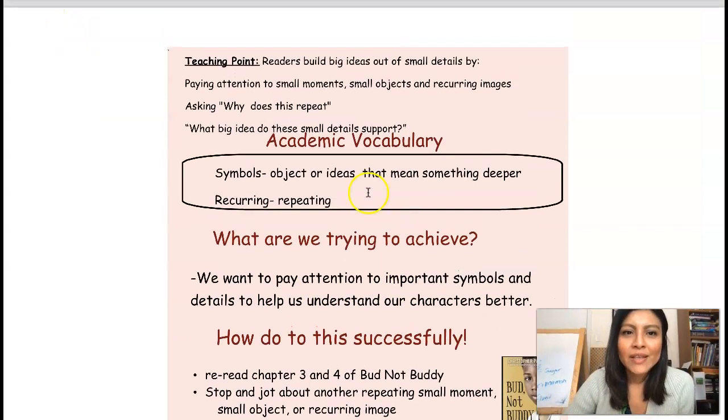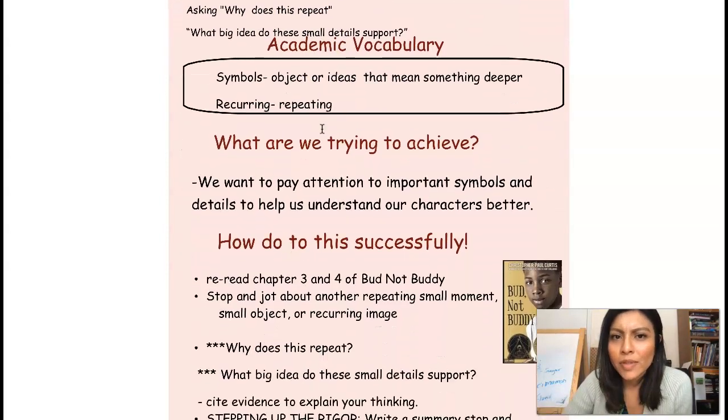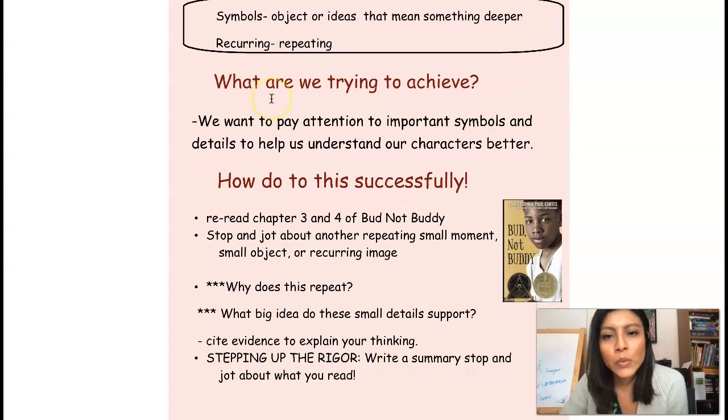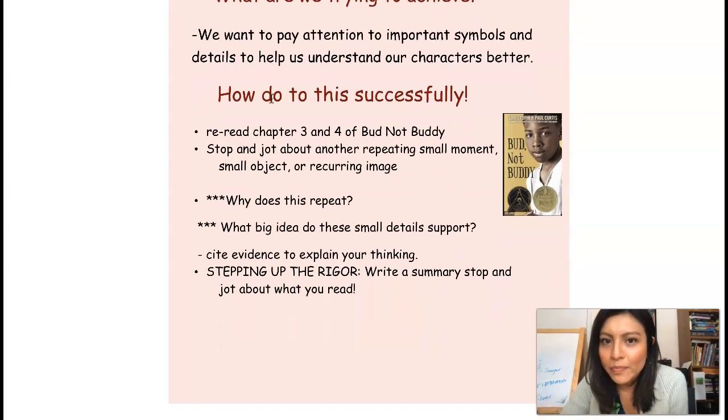Great work. So let me remind you of our teaching point for today. Readers build big ideas out of small details by paying attention to small moments, small objects, and recurring images. When we find something that repeats, or we know it's a symbol, we ask, why does this repeat, and what big idea do these small details support? Remember, a symbol is an object or an idea that means something deeper, and recurring means repeating. We pay attention to these symbols so that we can understand our characters better.